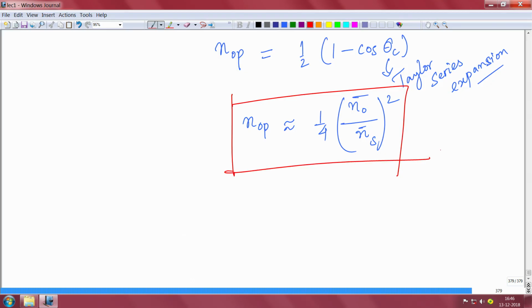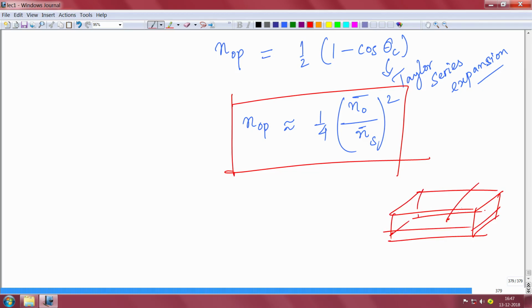This is the efficiency that you will limit by the escape cone, okay. And then if you take a planar structure like that, this is your LED, for example, just a planar structure, okay.